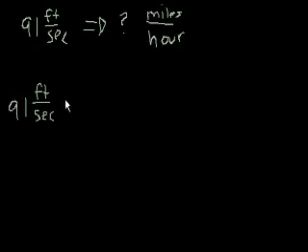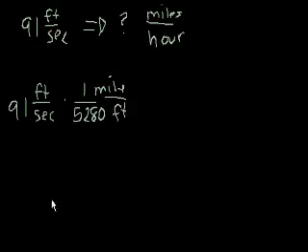And we know that 1 mile is equal to, and you might want to just memorize this, 5,280 feet. It's actually a pretty useful number to know. And then that will actually cancel out the feet. And then we want to go from seconds to hours, right? So if I can travel 91 feet per second, how many will I travel in an hour? I'm going to be getting a larger number because an hour is a much larger period of time than a second.